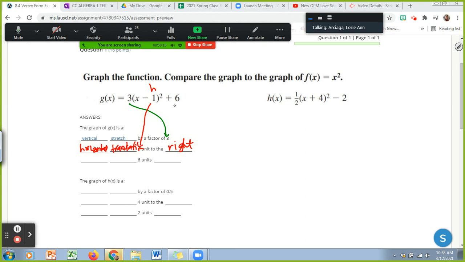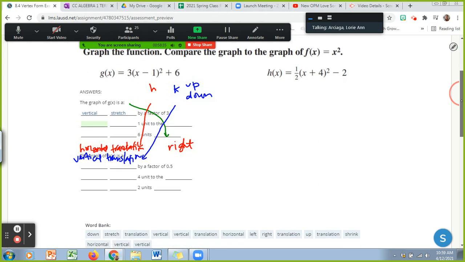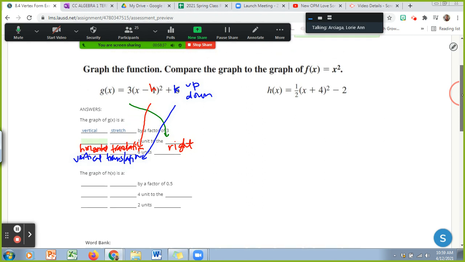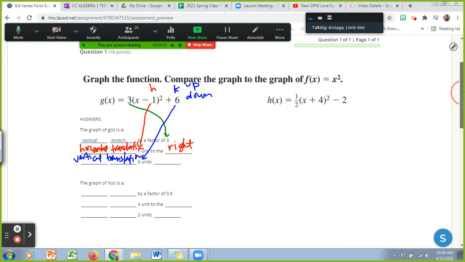Now, the 6, that's the 6 right there. That's the k value. The k value either goes up or down, so that's vertical. So you're going to put here vertical translation, 6 units. How did I write it? Up or down. Okay. So vertical translation, 6 units up. There you go. So pretty much that's how you're going to answer this one.